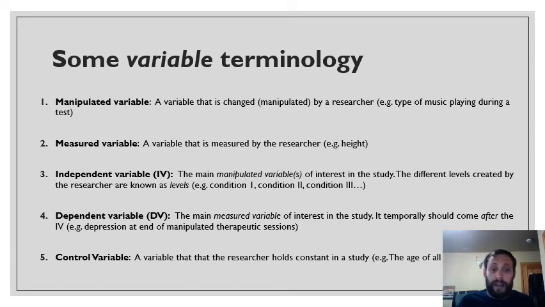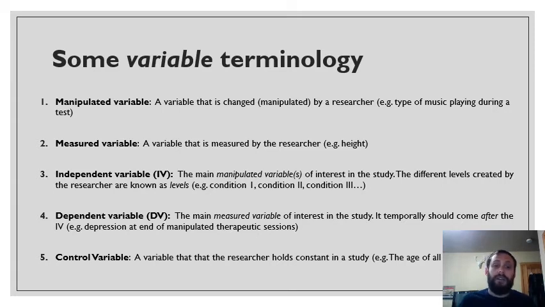Next is the dependent variable. This is the main measured variable of interest in the study. You can have other measured variables of interest in the study, but this is the main one, otherwise known as the outcome variable of interest. Temporally, which means time-wise, it should come after the independent variable. So keep in mind that one main aspect of a dependent variable is that it will always come after the independent variable.